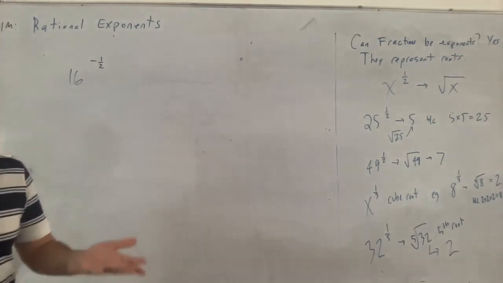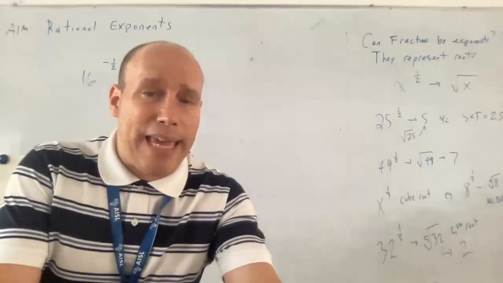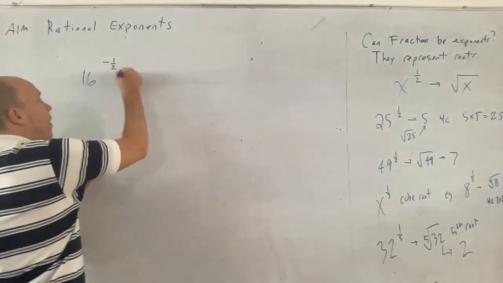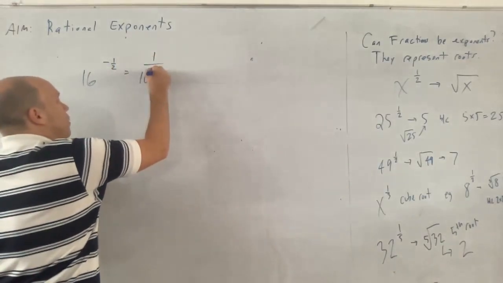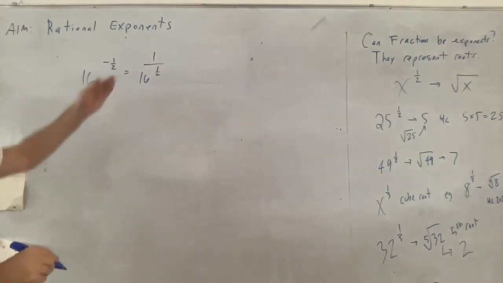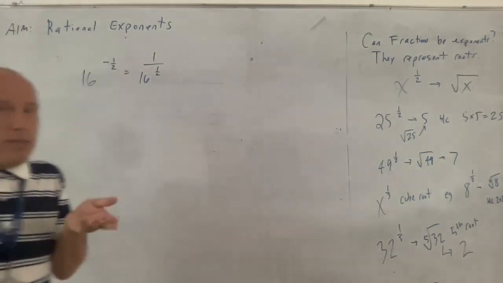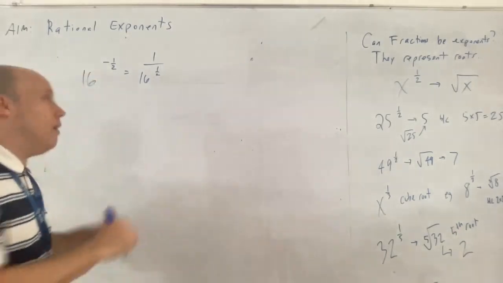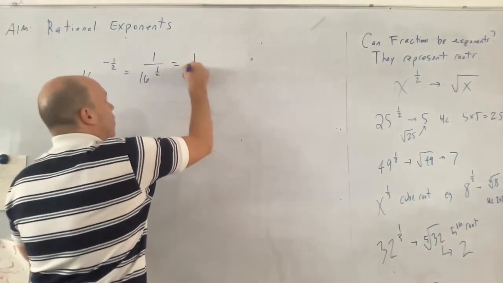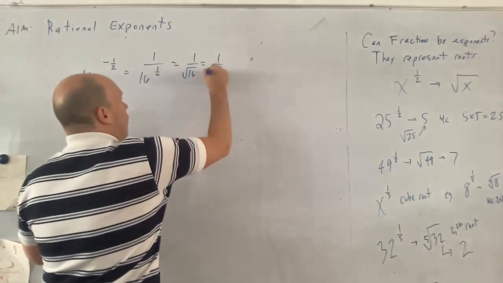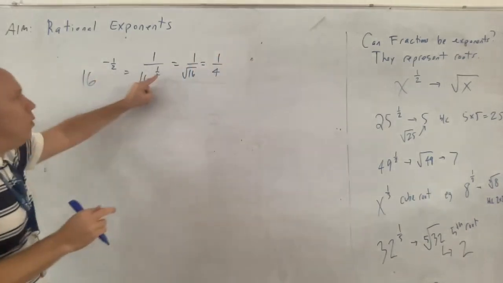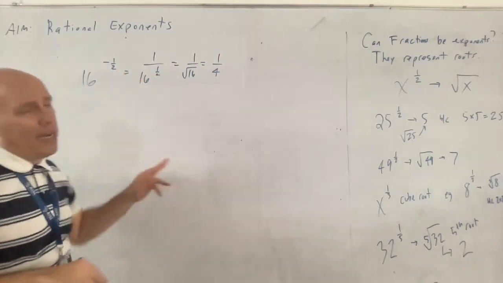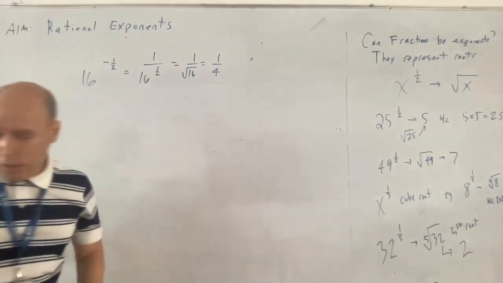Well, the rules don't change. That negative is still a negative. My first order of business is to get rid of that negative. Rewrite this as 1/16 to the 1/2, and now I have positives. You can see a running theme here: try to get rid of negatives when you can. Well, this is simply 1 over the square root of 16, which is 1/4. Generally, it's just the positive root, unless it's indicated otherwise.